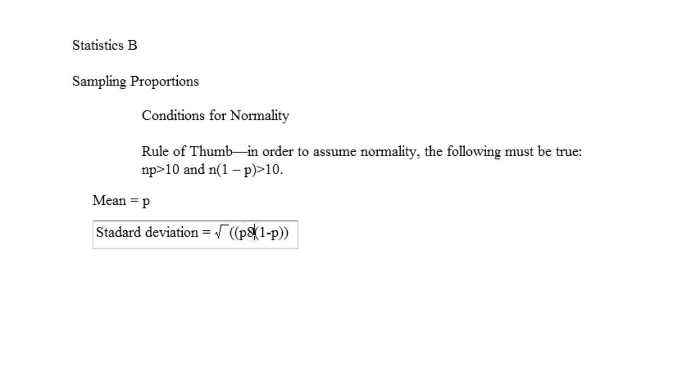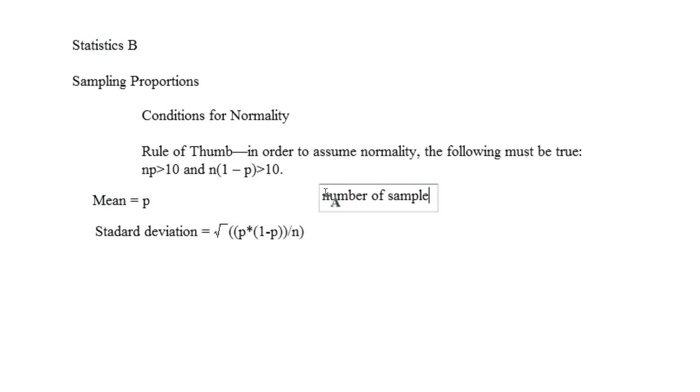divided by n, and this will be your actual formula for getting an approximate number. Remember, n is the number of sample items, and the probability is just what it shows up as.